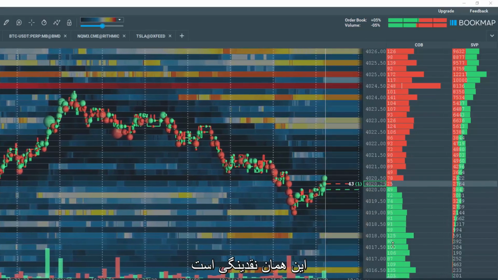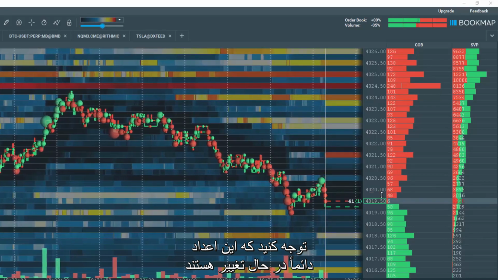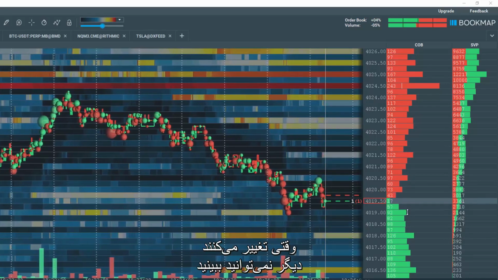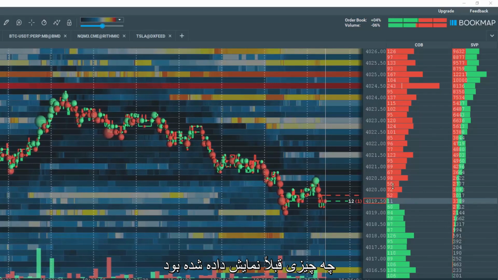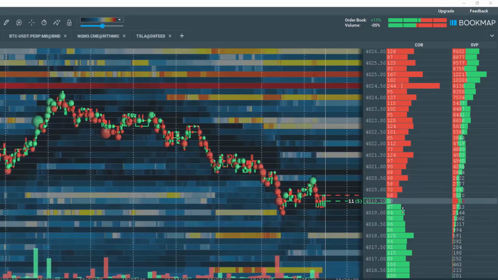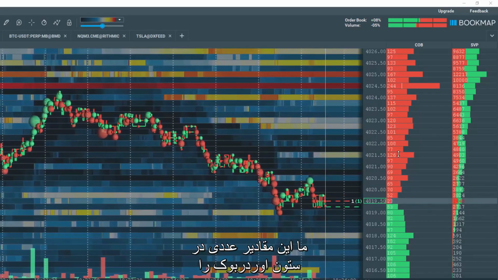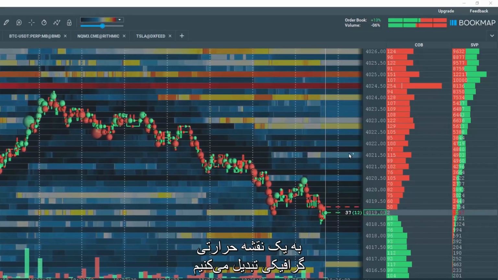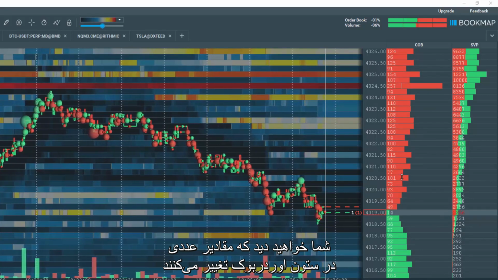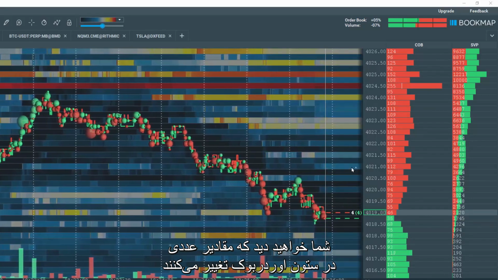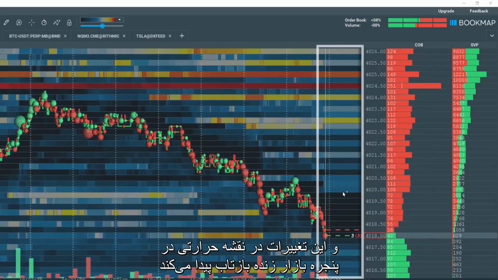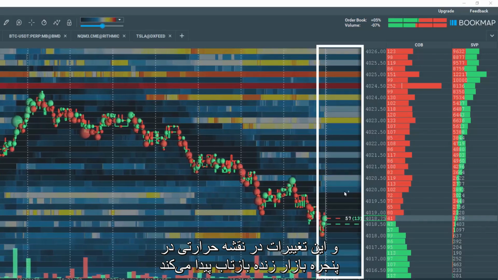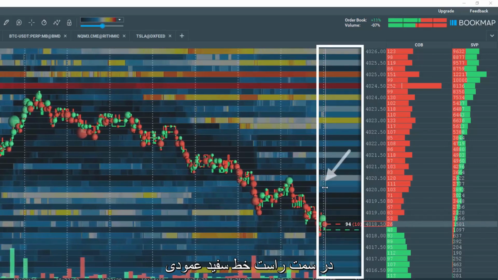This is liquidity. Note how these numbers change all the time. Once they change, it is not possible to view what was previously displayed. In Bookmap, we take the numerical values in the COB column and transform them into a graphical heat map. You'll see the numerical values change here in the COB column, and it is reflected in the heat map in the live market window here, to the right of the vertical white line.